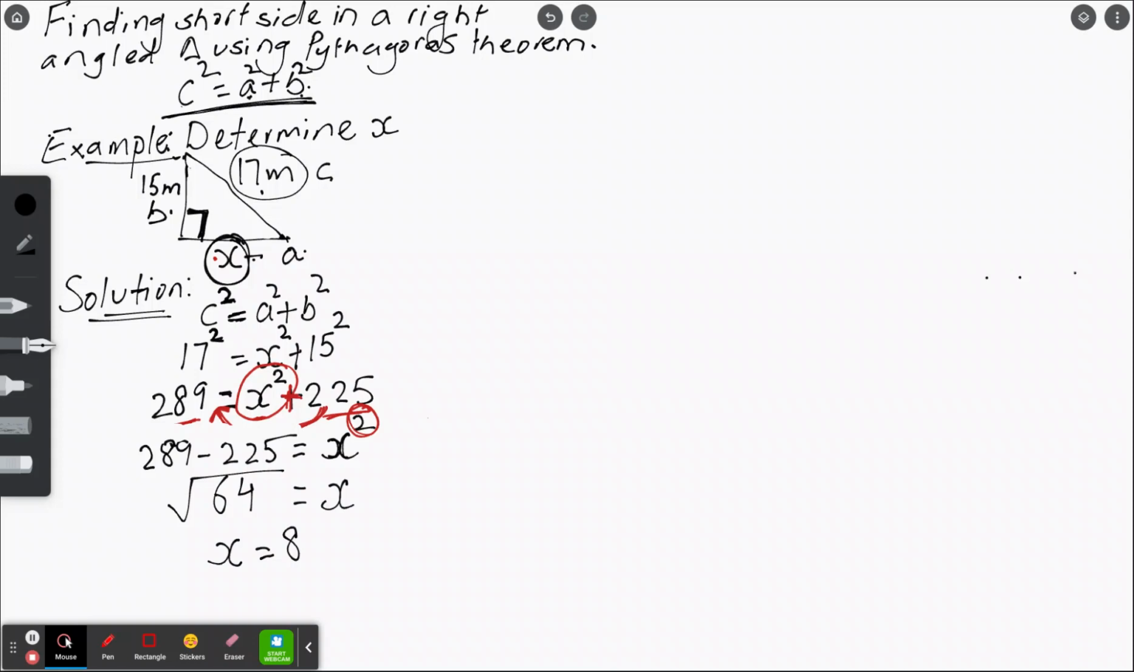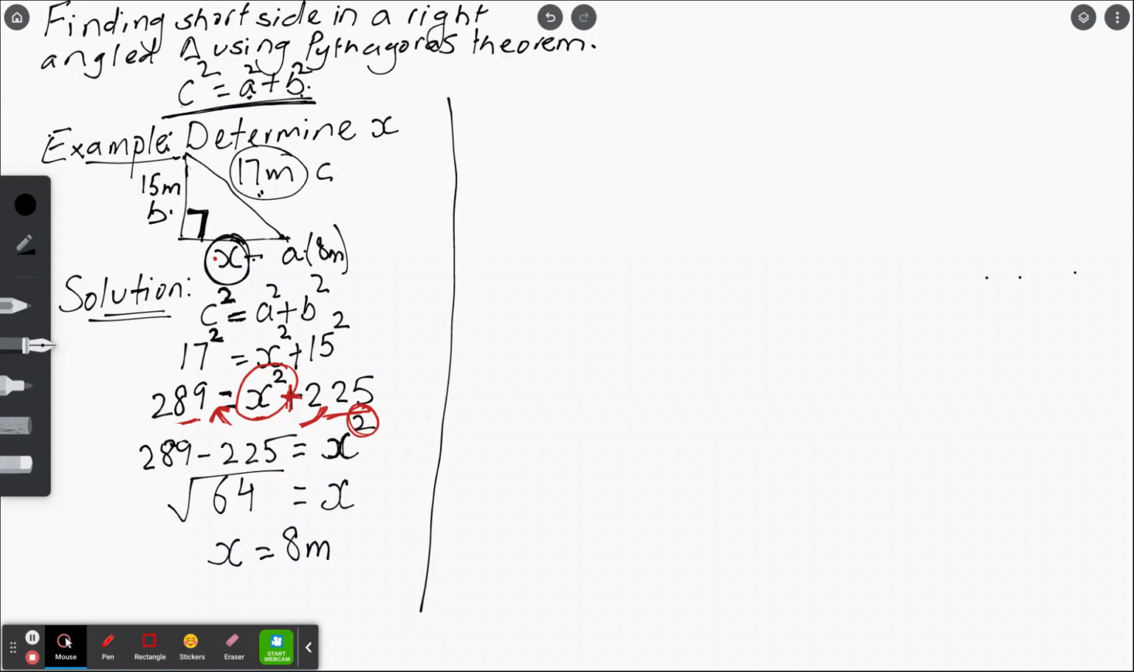So x comes out to be 8 meters. Now, if you just put that x here, the 8 here for an a, you will see that 8 meters is definitely smaller than 17 meters. So that means your answer is right, because 17 has to be the longest side. So that's one way of finding out the short side using Pythagoras theorem.